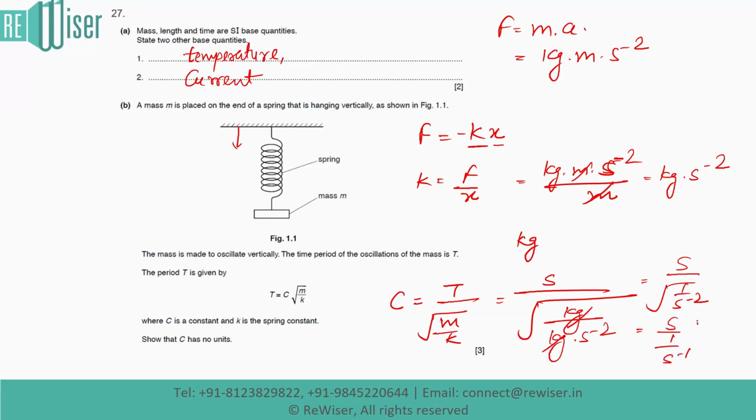So if we flip it over, C will be S into S minus 1. So it will be 1. So that means it is a unitless quantity, so that C has no units.